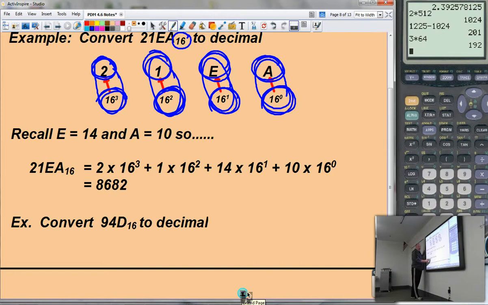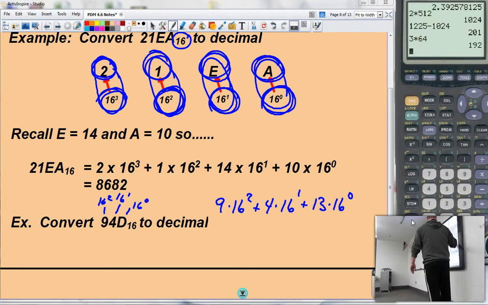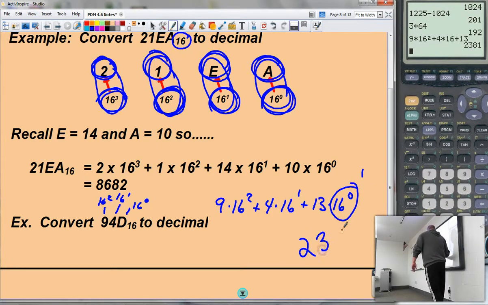But here, to convert 94D from base 16 to decimal, I have 16 to the 0, 16 to the 1, and 16 squared. So I have 9 times 16 squared plus 4 times 16 to the first plus D, where A is 10, B is 11, C is 12, D is 13. So I'd have 13 times 16 to the 0. So then over here, I'm just going to take 9 times 16 squared plus 4 times 16 plus 13, because remember, 16 to the 0 is just 1. So 13 times 1 is 13. Answer, 2381. Maybe.